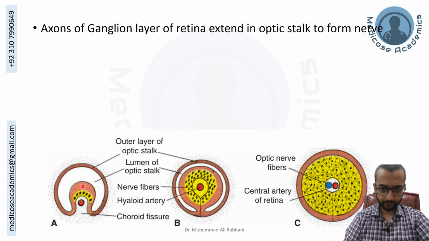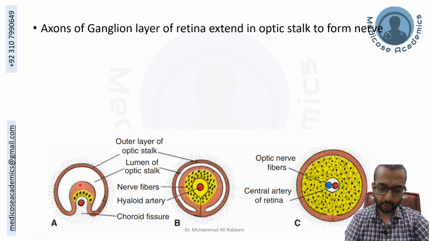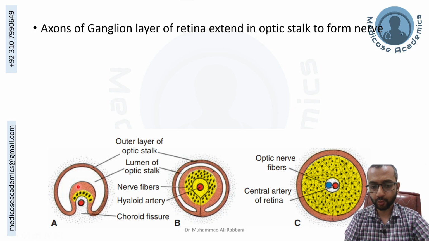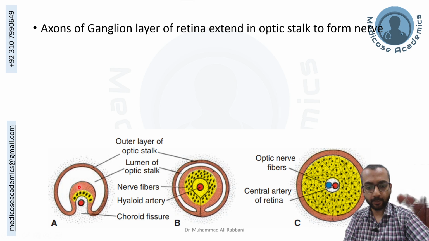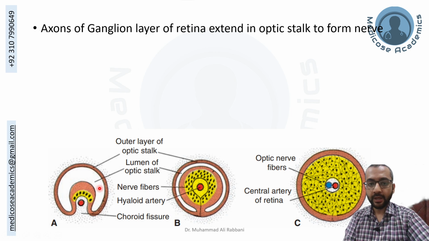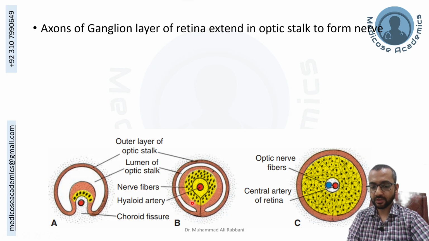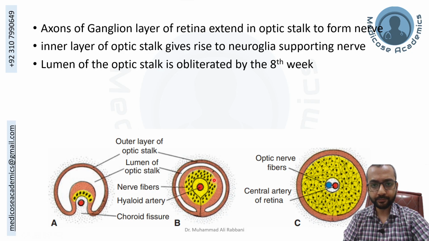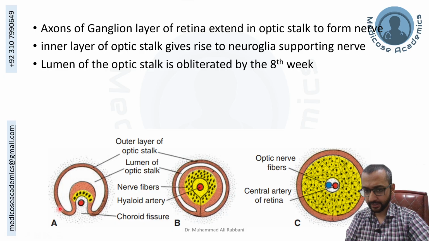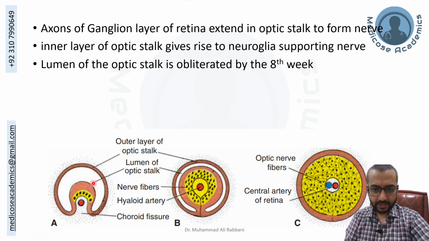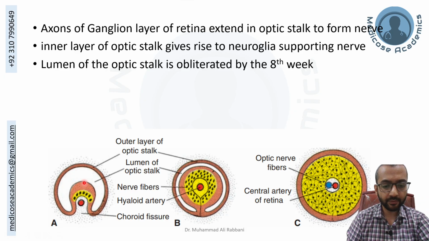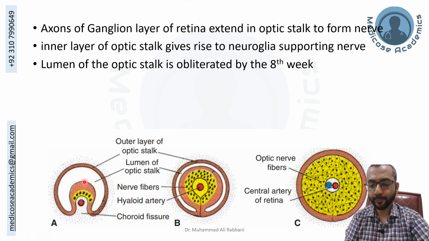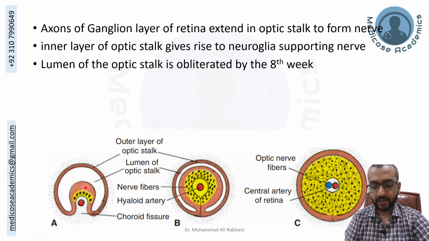So don't get confused: this layer is not making the axons. The axons are coming from the retina, traversing through the lumen of this layer, the inner layer of the optic stalk. As more and more axons come, this layer will become thicker and thicker until about the 8th week, when the lumen is obliterated. But don't think that this is useless. This inner layer of the optic stalk gives rise to the supporting cells, the astrocytes, that are going to support the cell bodies and axons there.